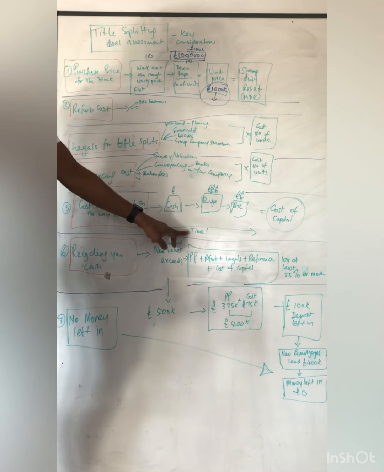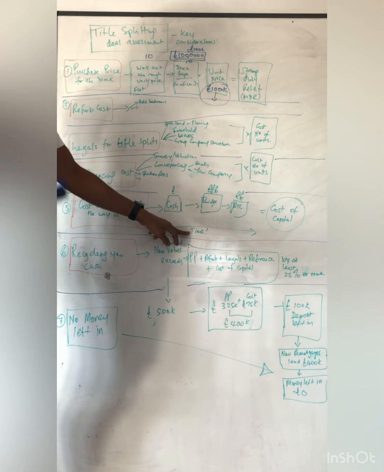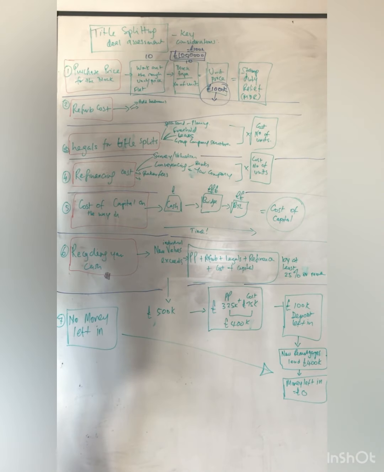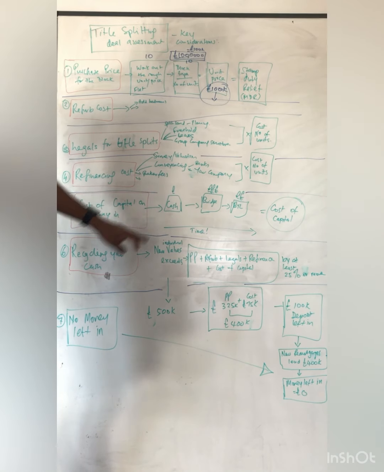because the time in the title split is not 1 month, 2 months. So sometimes 6 months, sometimes 9 months. I've been in a project that lasted almost 11 months to refinance and get all the money out. So that's a big consideration for me as well.